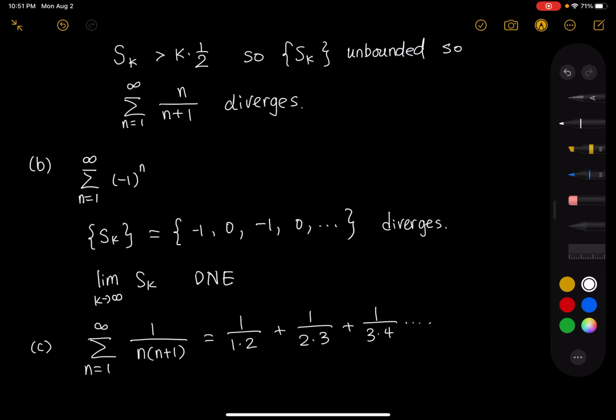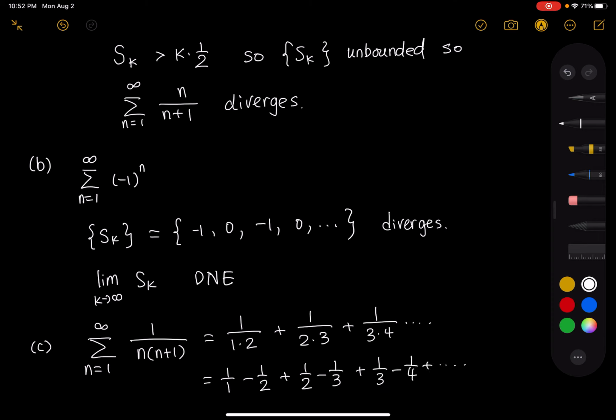So what you get is, okay, what is 1 over 1 times 2? If you break it into two fractions, it's 1 over 1 minus 1/2. And here is 1/2 minus 1/3. Common denominator is 6, right? And then 3 minus 2 is 1. Okay, so it's 1 over 6, right? So similarly, 1/3 minus 1/4, and so on.